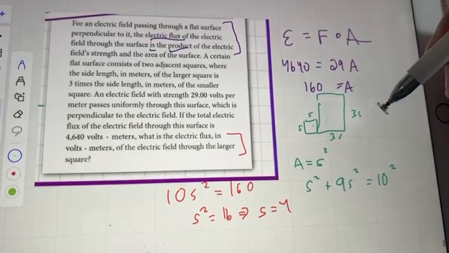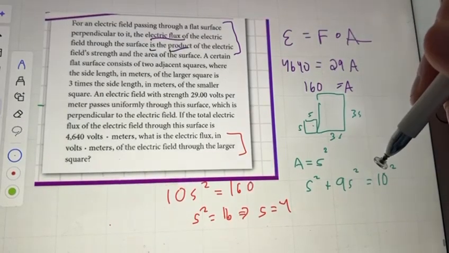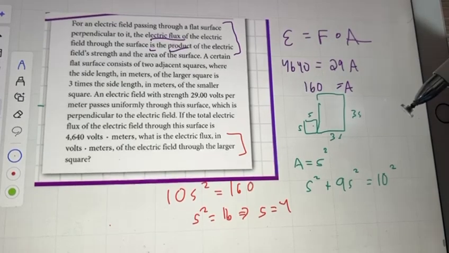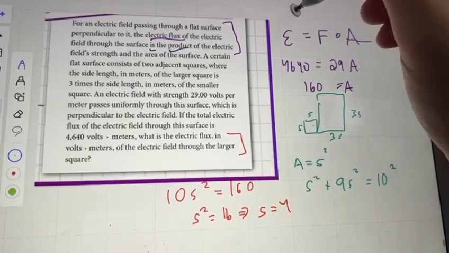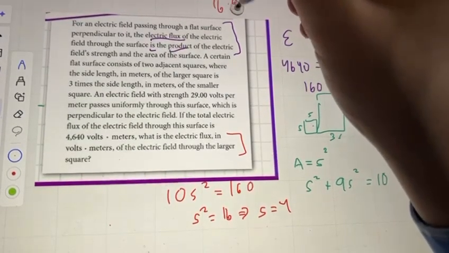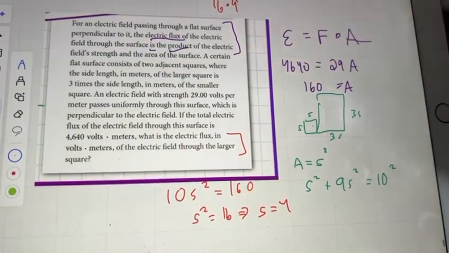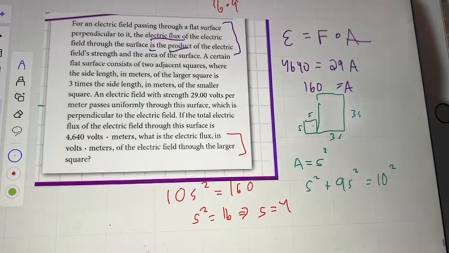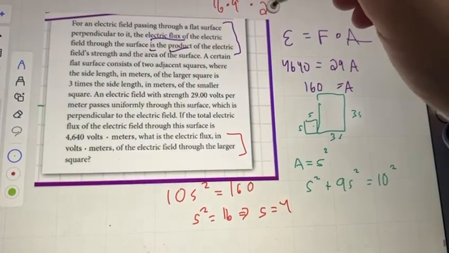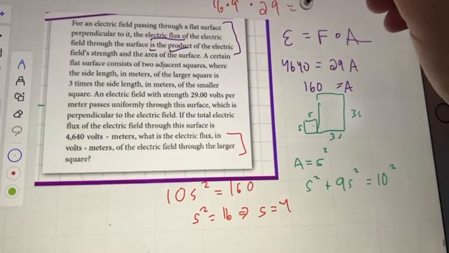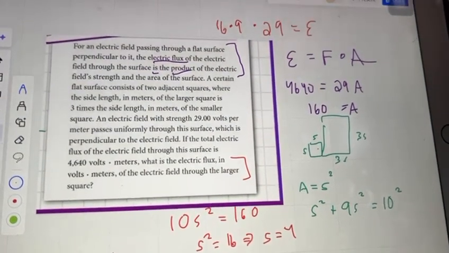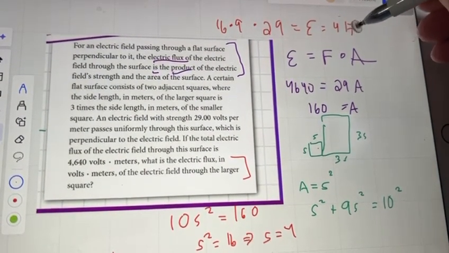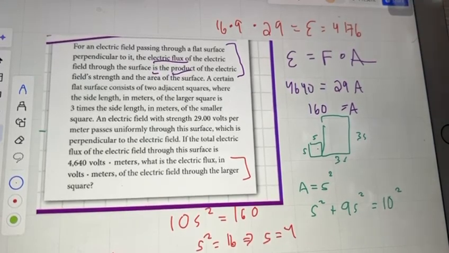Well, the larger square has an area of 9S squared. My side is equal to 4, so 4 squared is 16. So 16 times 9 is going to be my total area. S squared is the area, so 16 times 9, times the strength, which is 29, the strength doesn't change, is equal to the electric flux, which is equal to 4,176 volt meters. And that is our answer.